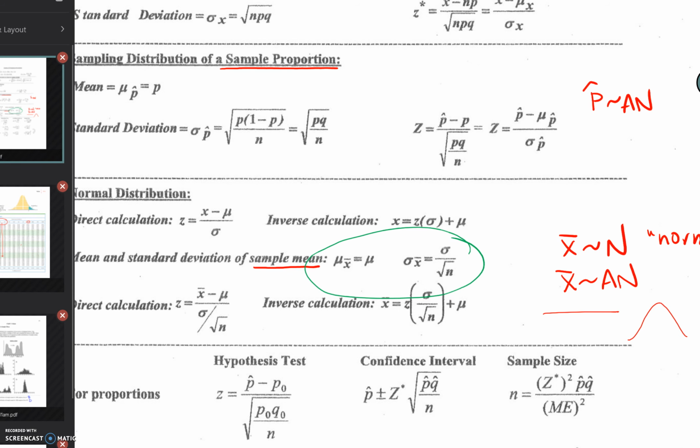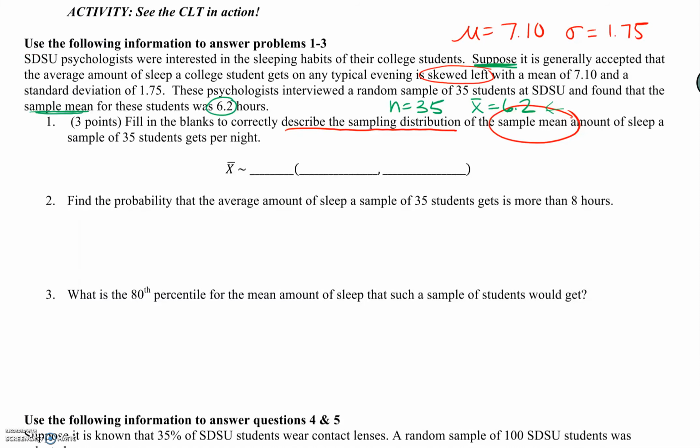So we can come here and go, all right, well, I know some stuff now. Turns out, if I use my formula sheet, the mean is the real mean, which is 7.1. Standard deviation is the original standard deviation divided by the square root of n, which is 1.75 divided by the square root of 35. Okay, so we got our mean and our standard deviation.